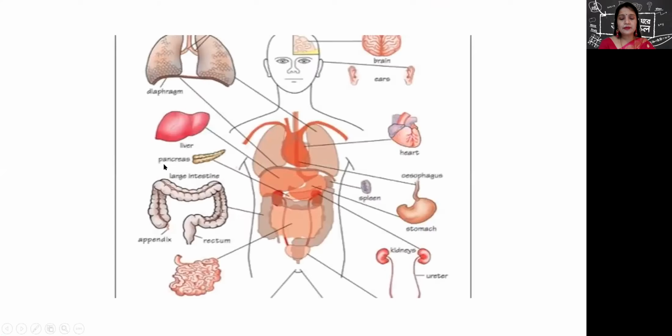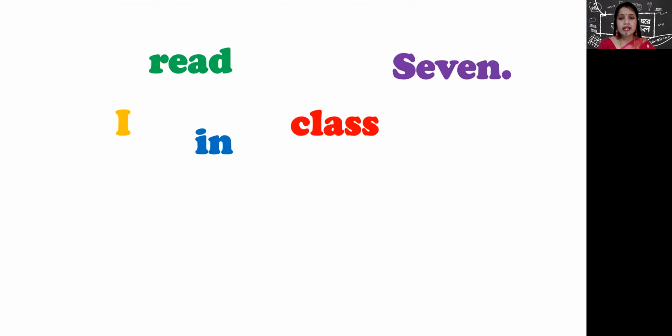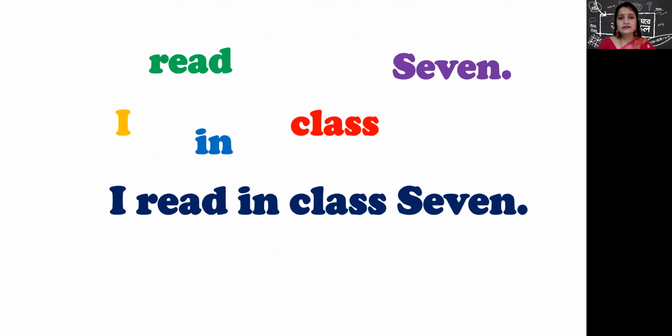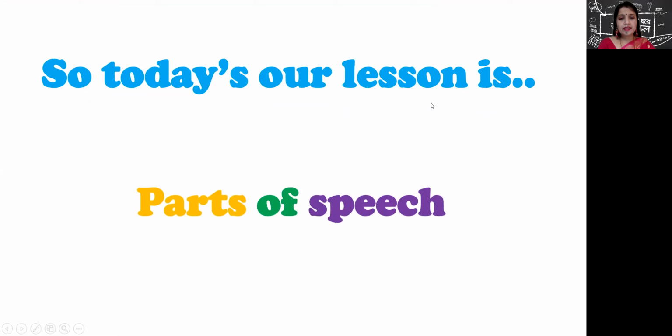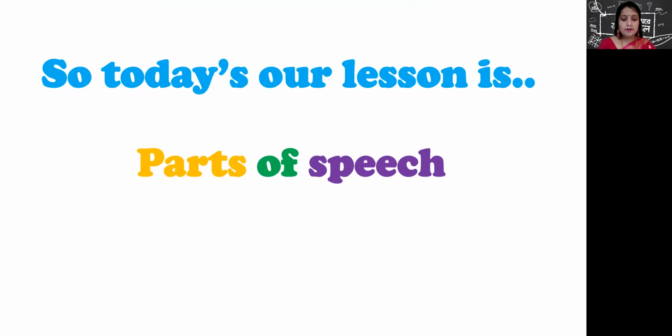My dear students, here is another picture, a picture of the human body parts. Here are some human body parts, and all the parts make a human body. And here is a sentence: I read in class 7. I is a word, read is a word, in is a word, class is a word, and 7 is a word. They are the parts of a sentence. So our today's lesson is parts of speech. Please write down today's topic, my dear students.